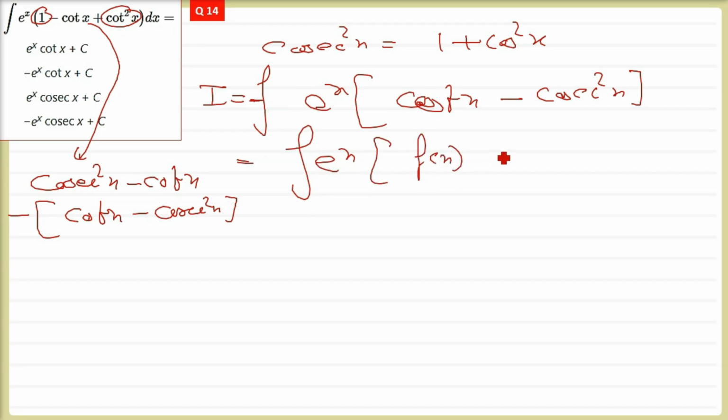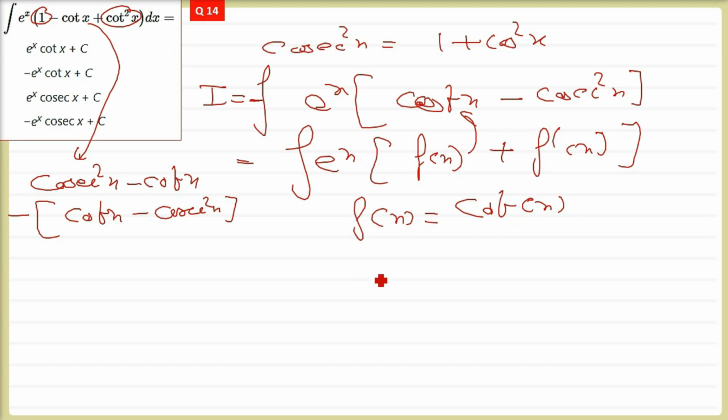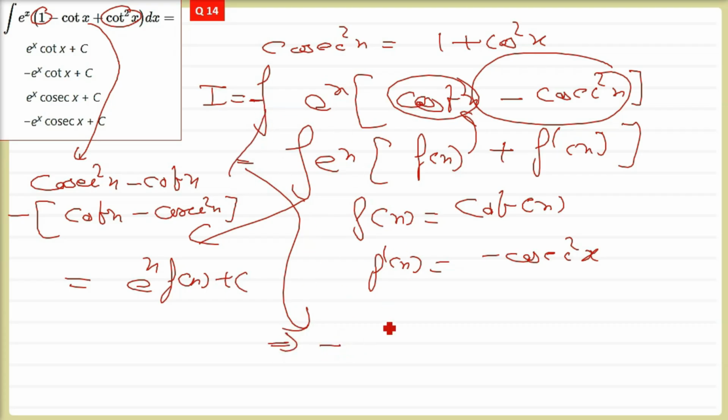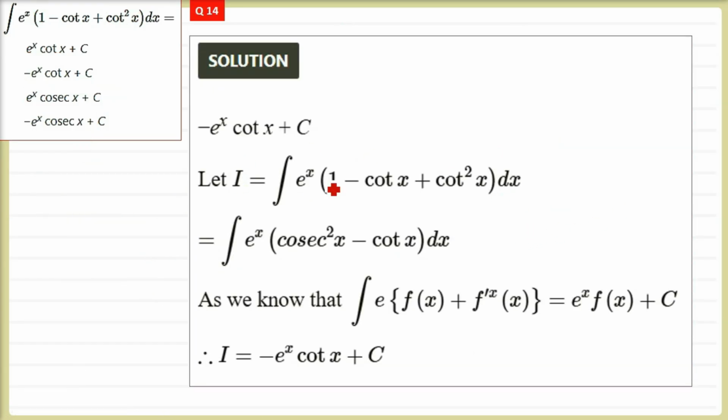e raised x, f x plus f dash x. If at all it comes like this, if it matches, e raised x f x is the direct answer. If you take f x equals cot x and differentiate it, f dash x will be what? Minus cosec square x. That's what we wanted. f x is cot x, f dash x is negative cosec square x. So as I told you, the direct result will be e raised x into f x. What is f x here? f x was taken as cot x. So e raised x into f x. The only difference is the negative in front of the integration, which you have to add here. Then you can see which one is the correct answer. Otherwise, e raised x cot x may seem to be the answer, but it is not. So negative e raised x cot x is the correct answer, which is our second option.